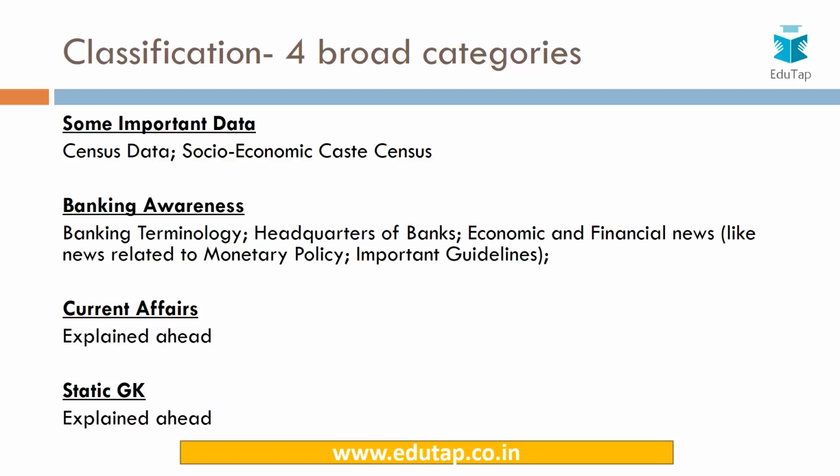So we shall have a look at the 4 broad categories. The first being some important data. The second one, banking awareness. It can also include economic and financial news. Then the third section, which is the current affairs section. And finally, we have the static GK. Let us move on and see what each of these categories constitutes.